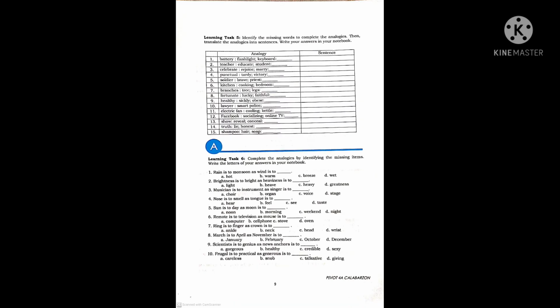Complete the analogies by identifying the missing items. Write the letters of your answers in your notebook or in your paper. So, again, try to check the relationship of the words here.